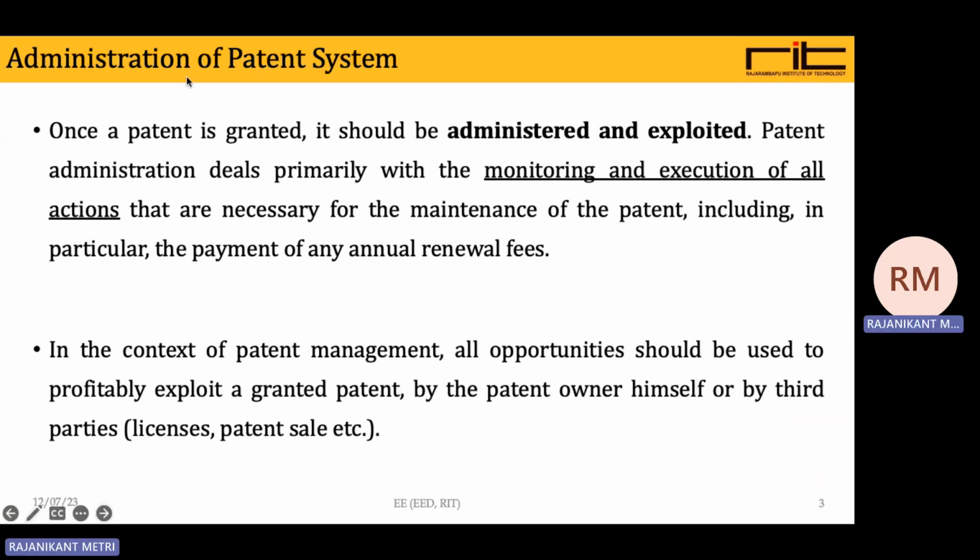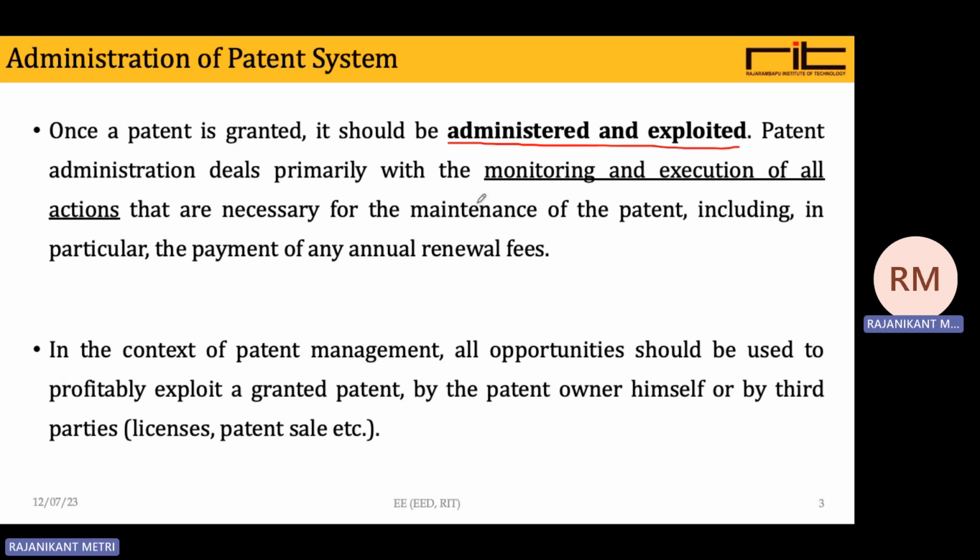So administration of the patent system, what is that? It means when any person or any innovator or researcher files a patent, and after filing and after the defined duration of 18 months, the patent is granted after rigorous evaluations. It should be administered and exploited. So once the patent is granted, it should be administered and exploited.